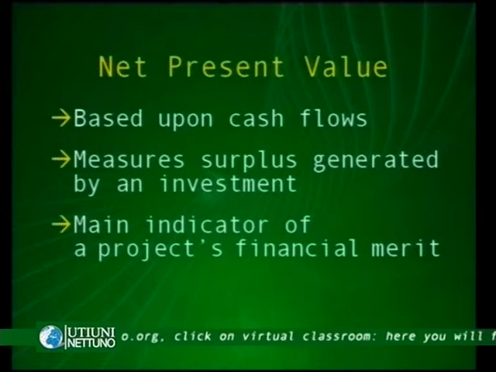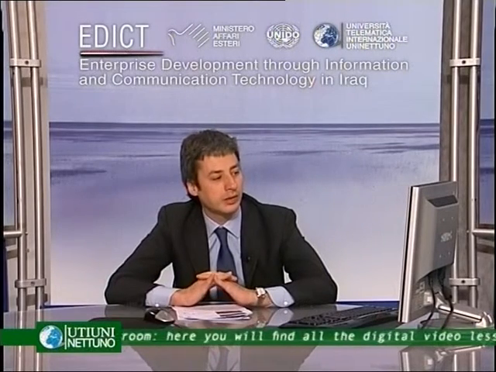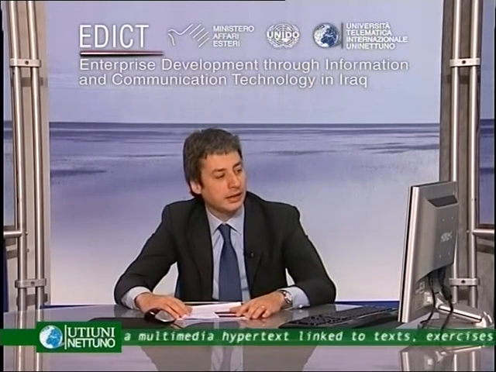For this reason, the NPV is the main indicator of a project's financial merit, and in particular, according to the logic that we were discussing a second ago, it provides a very clear and straightforward rule for investment. In fact, if NPV is higher than 0, if it's positive, this means that it's creating a surplus for investors. This means that it's generating added value for the investor. So this means that the project should be accepted. So the rule is that if NPV is higher than 0, the project is convenient and should be accepted.